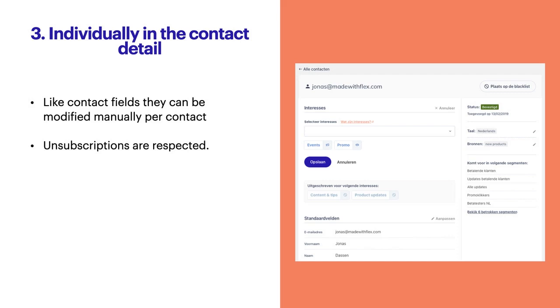The interests can be added individually in the contact detail as well. Like contact fields, they can be modified manually per contact. Unsubscriptions will be respected. This means that a contact who has actively unsubscribed can never simply resubscribe for that same interest. However, the contact can always do this himself in the profile.